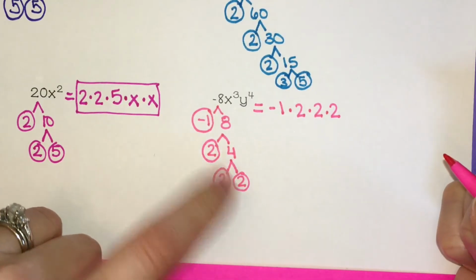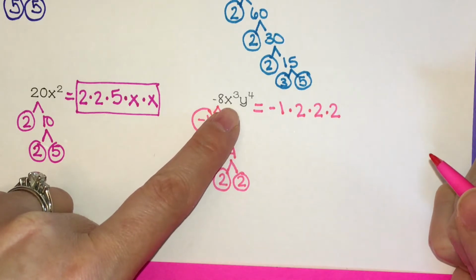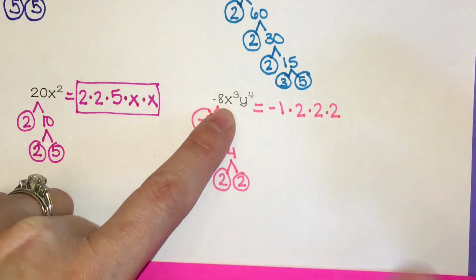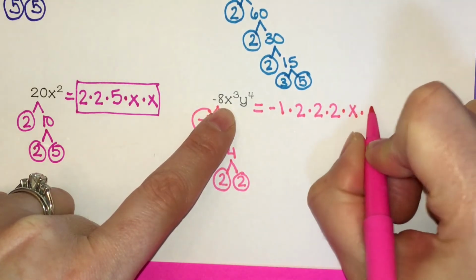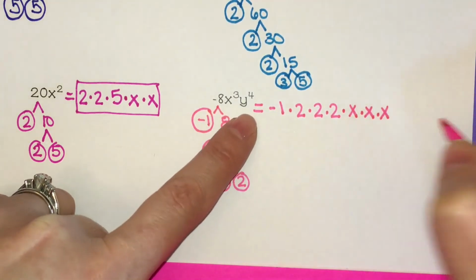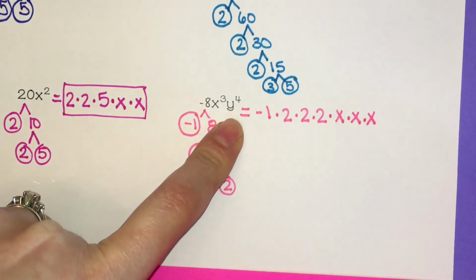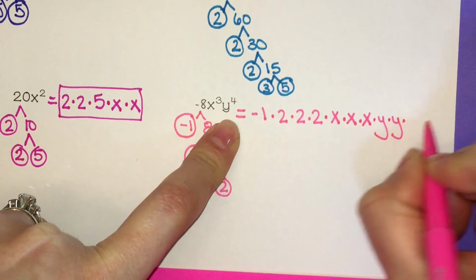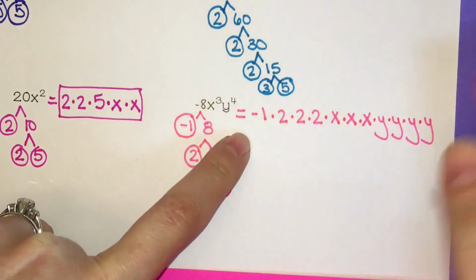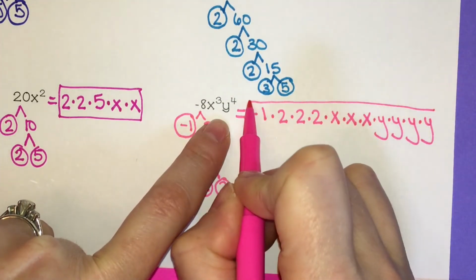Now I'm going to multiply on my variables. X to the third, well, that's x times itself 3 times. So this is times x times x times x. Y to the fourth, y is multiplied by itself 4 times. So times y times y times y times y. And this is completely factored.